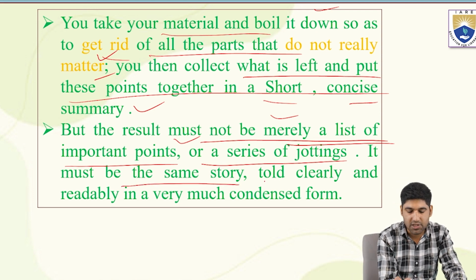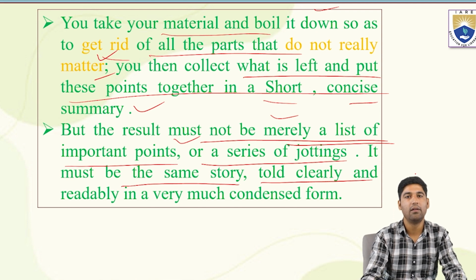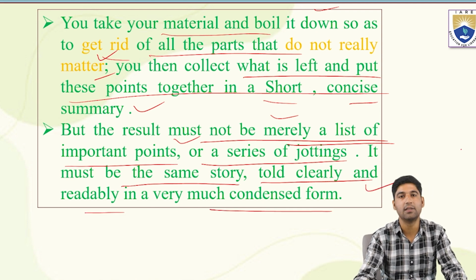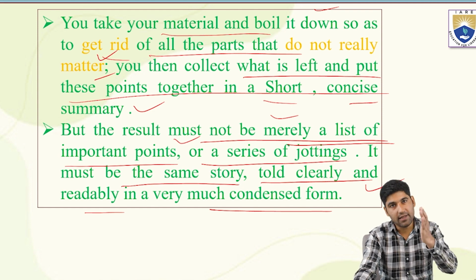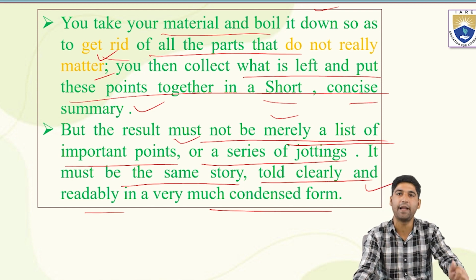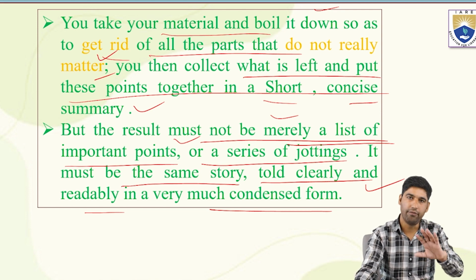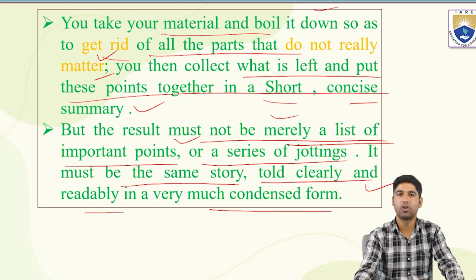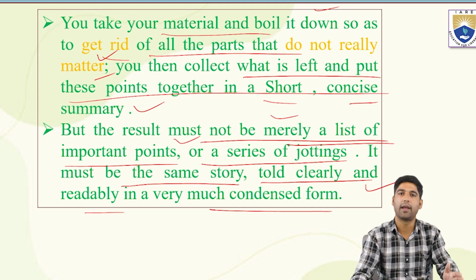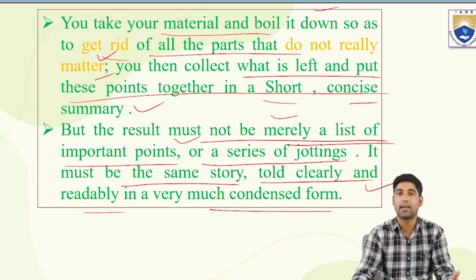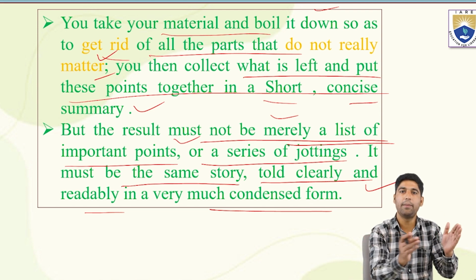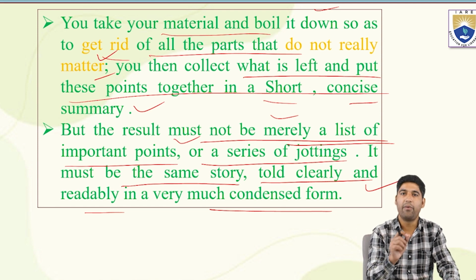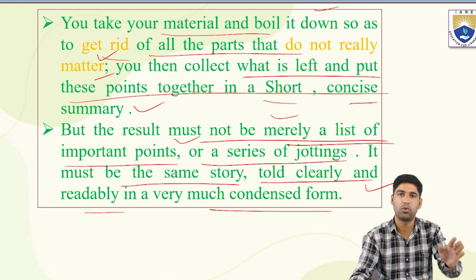Rather, it must be the same story, told clearly, readably, in a very much condensed form. It should be the same story which the author has expressed in the text which you have condensed. So it should not be like, for example, there is a text in front of you which contains a story, or is based on an idea, and we jot down the main points. Okay, these are the main points. We give some bullet points and write point by point. No, that's a mistake. Don't do that.